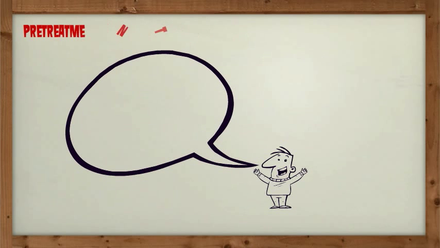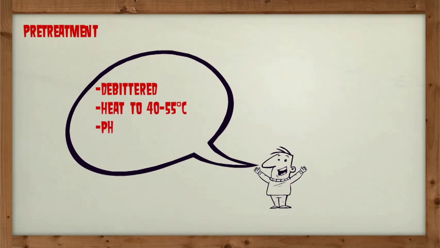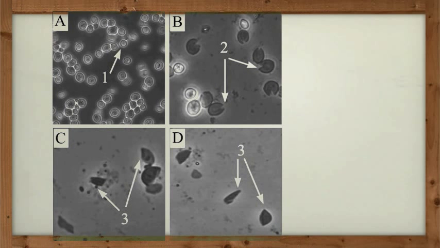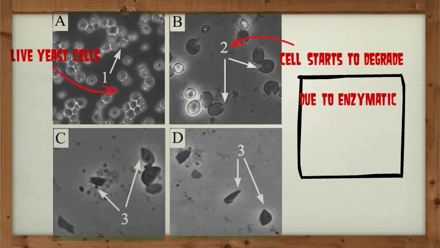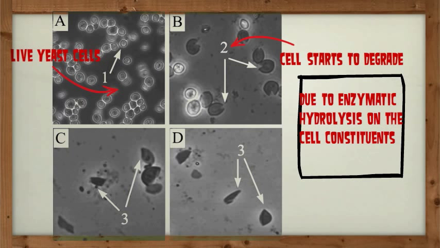First of all, spent brewer's yeast slurry is depleted by removing the beer liquor. It is heated to between 40 degrees Celsius and 55 degrees Celsius, and the pH is adjusted to 6.2 to 6.4 for optimum autolysis. At that condition, the yeast cell is killed and it promotes the activity of intracellular hydrolytic enzymes such as protease, carbohydrase, and nuclease.